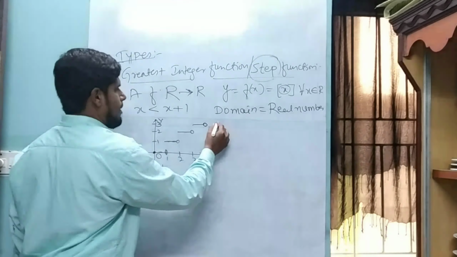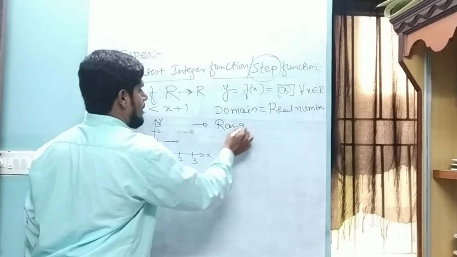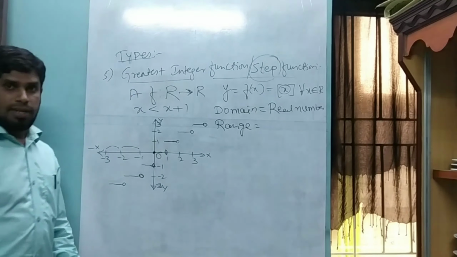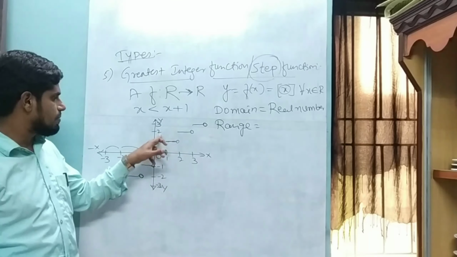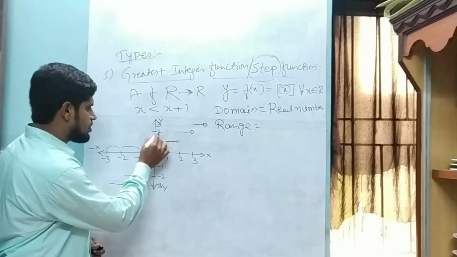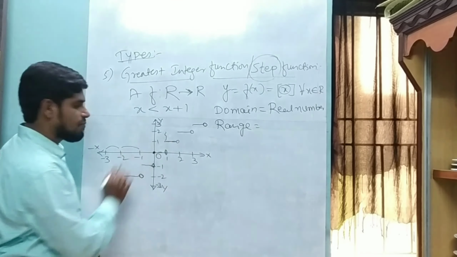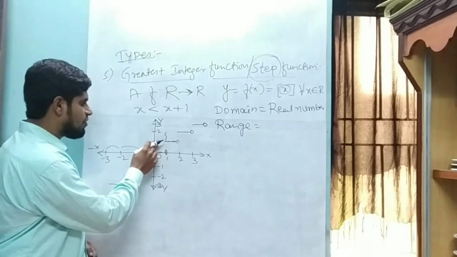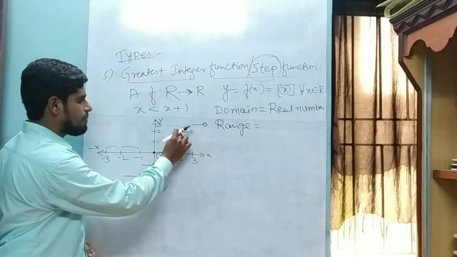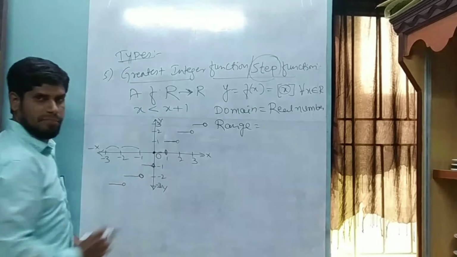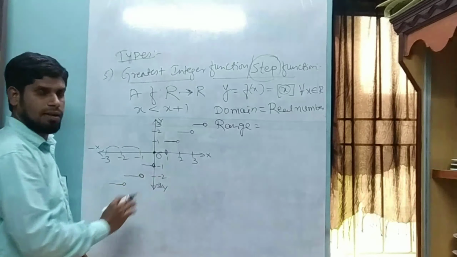Capital R. What is the range? Students, see, in my answer there are no decimals. There are no values between 1 and 2. I don't have any values, so there is a jump here, there is a gap. It means there are no decimals here.